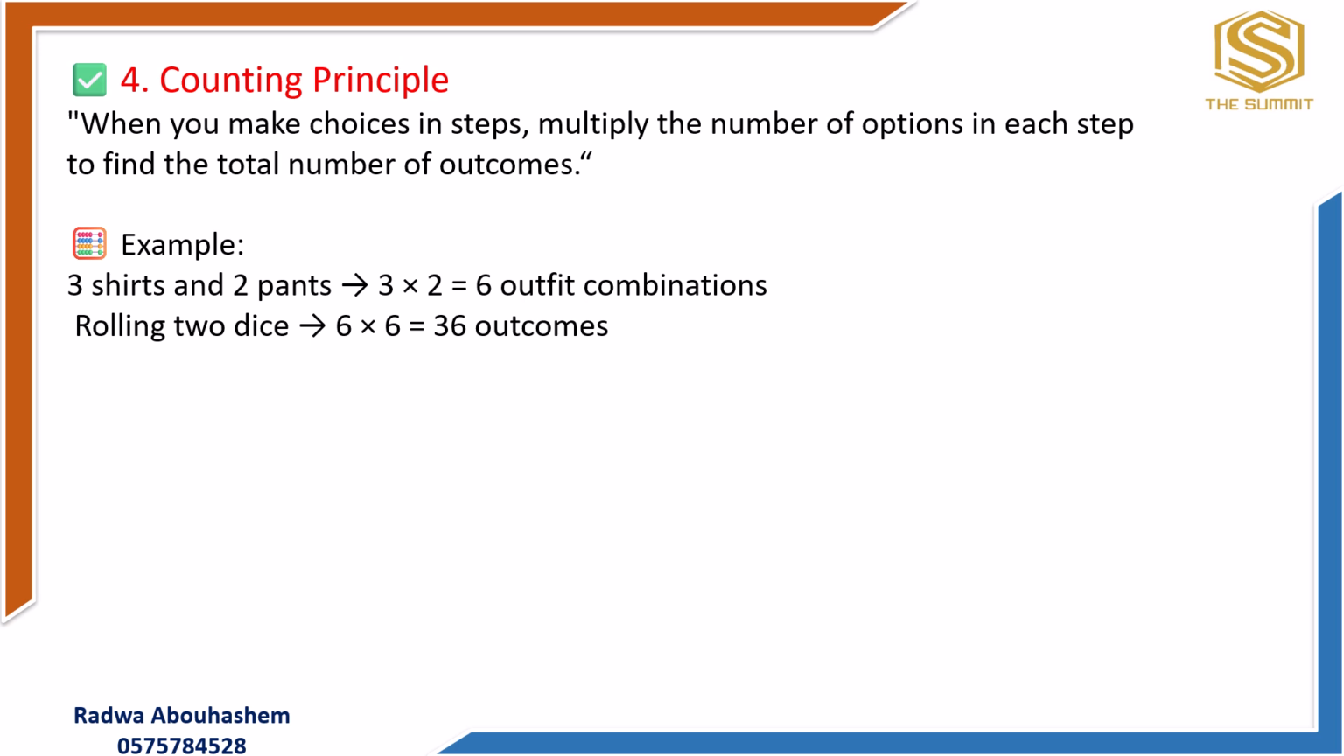The counting principle. When you make choices in steps, multiply the number of options in each step to find the total number of outcomes. For example, you have 3 shirts and 2 pants. How many outfits could you have? I'm just going to multiply 3 times 2, which gives me 6 outfits. Now, if you are rolling 2 dice, the first die will give you 6, and the second die will also give you 6. So 6 times 6 gives you 36.